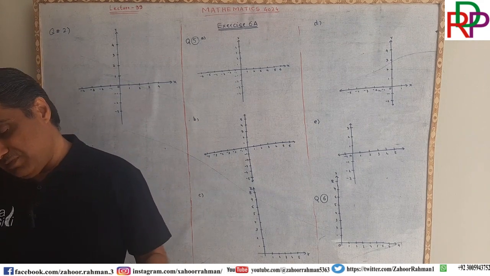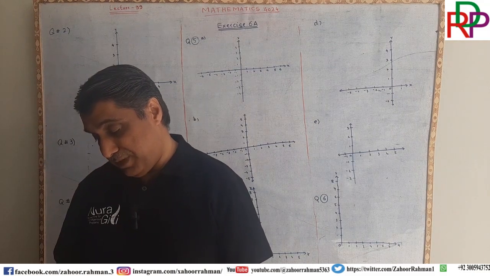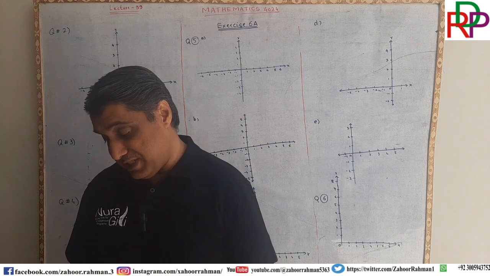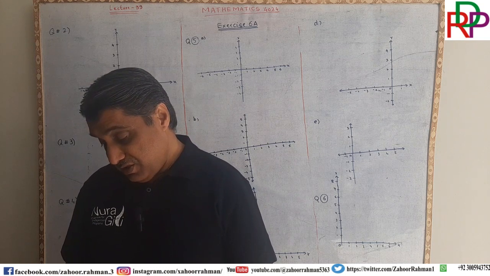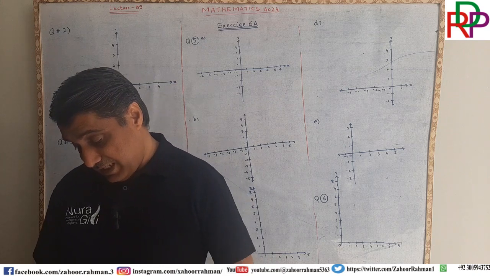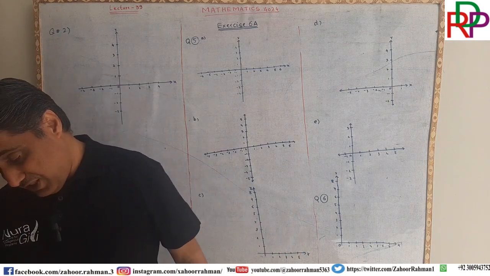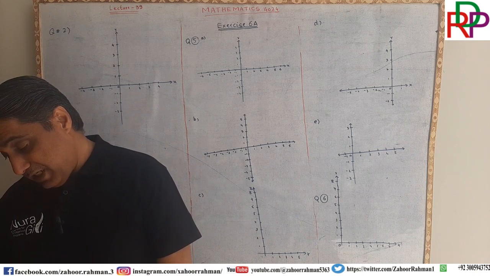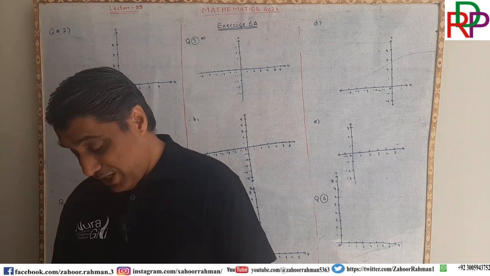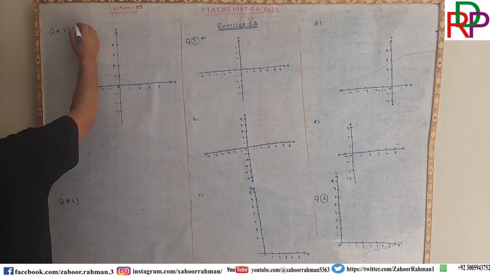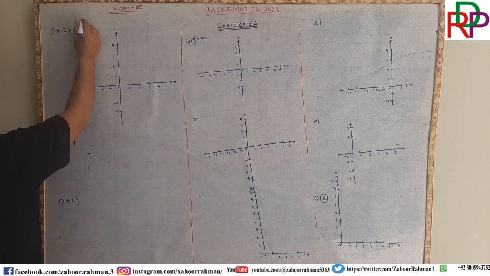Question number 2 is saying: on a sheet of graph paper, use a scale of 1 centimeter to represent 1 unit. Draw the x-axis for values of x from -3 to 6, which you can see, and the y-axis for values of y from -2 to 5. Plot the points. Point A is (2, 5).